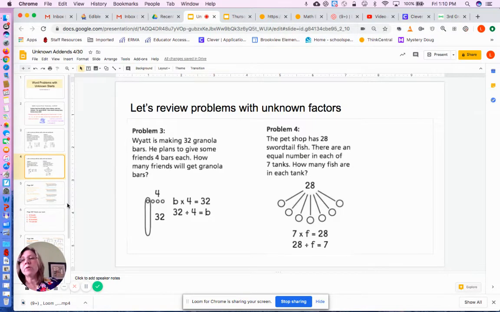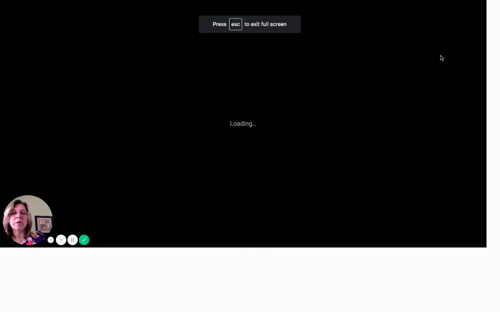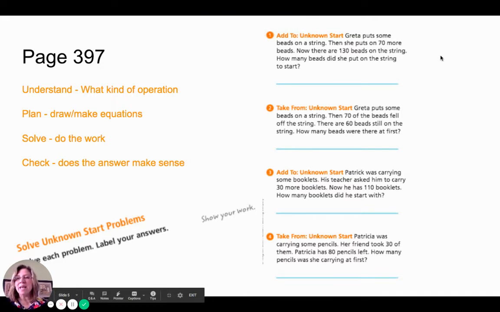All right, great job, third graders. We're going to go on and get our math books open to page 397, and I want you to look at these problems, and they're going to be a little bit different because we have to figure out the unknown start. Understand what kind of operation you're needing to do. Draw, make equations, solve your work, and then third graders, check your work.